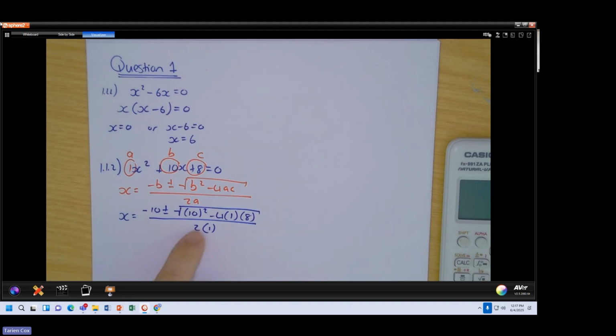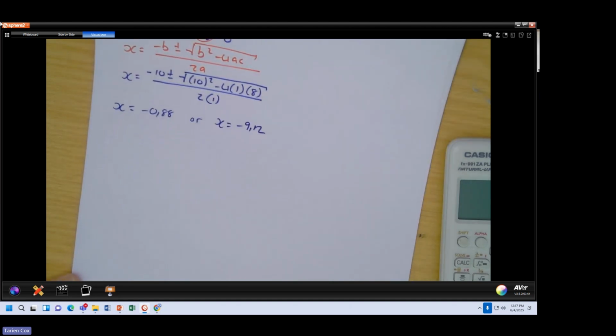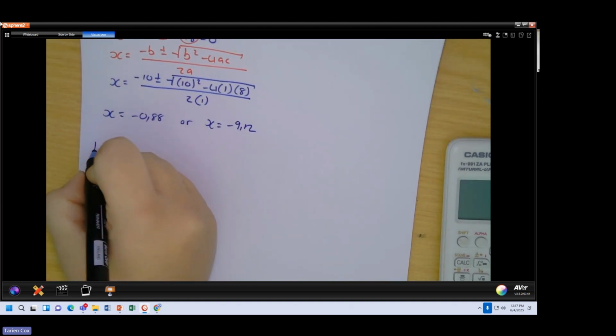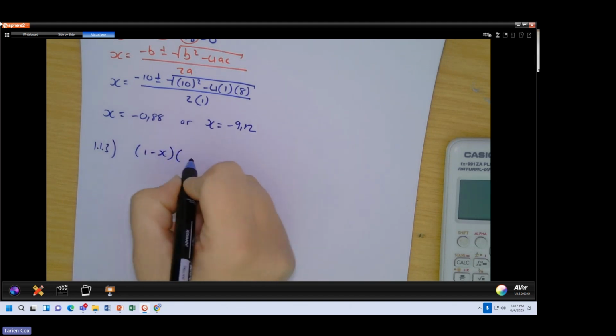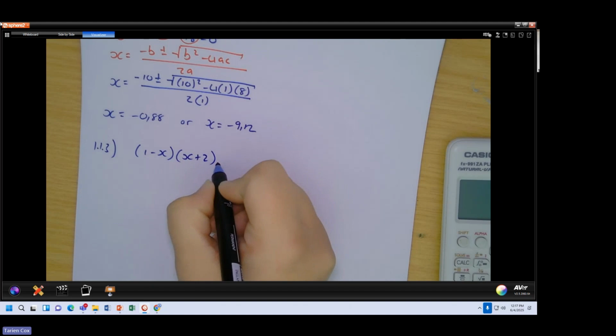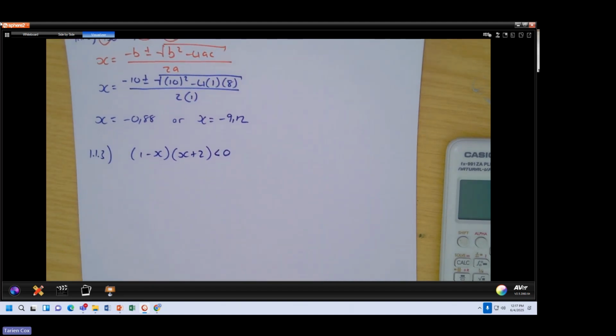So once I've typed this into my calculator, then I will have x is equal to negative 0.88, rounded to 2 decimal places, or we will have x is equal to negative 9.12. Right, so then I move on to my next question, which is 1.1.3. I've got 1 minus x times x plus 2 smaller than 0. So this is the inequality.